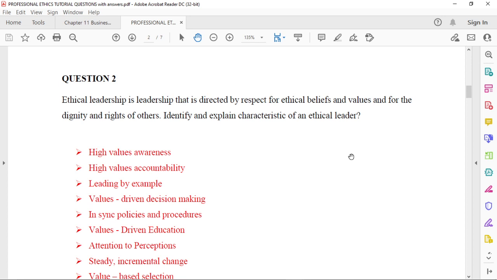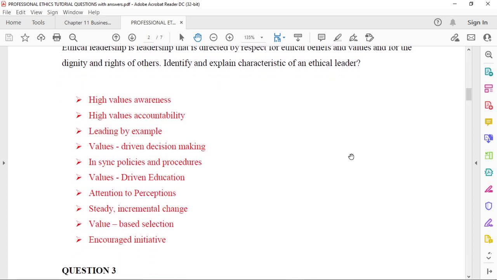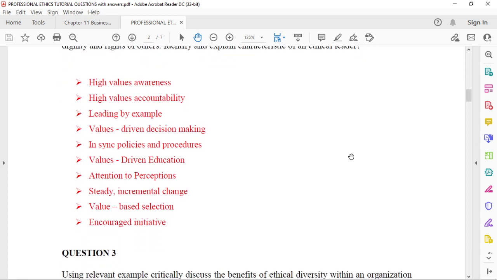Values-aligned policies and procedures. We are just saying that make sure that your policies and procedures are linked to your organizational values. They are linked to your organizational culture, to how your organization operates or how the organization is run. Value driven education. You're just saying that make sure that you provide education to your employees about the values and so on.